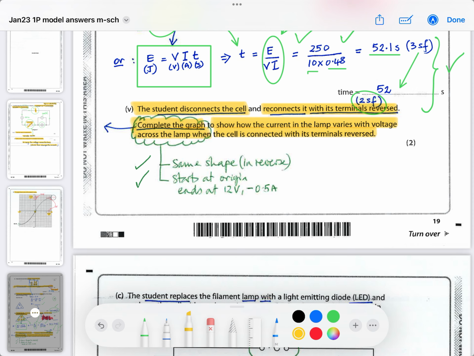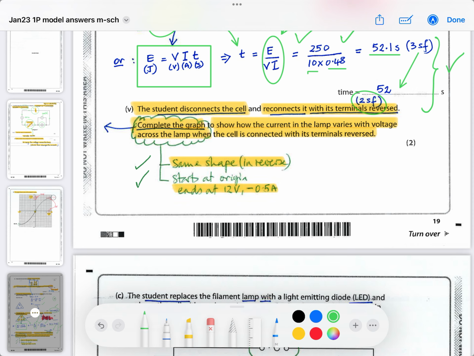So what you're looking for to get the 2 marks is that it's the same shape graph exactly, but in reverse. Okay, so it goes down instead of up, and it finishes at 12 volts and minus 0.5 amps. Minus 12 volts I should have written.